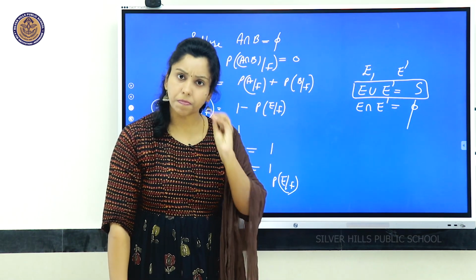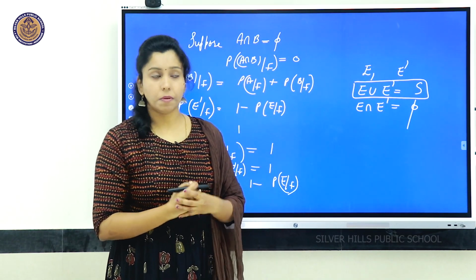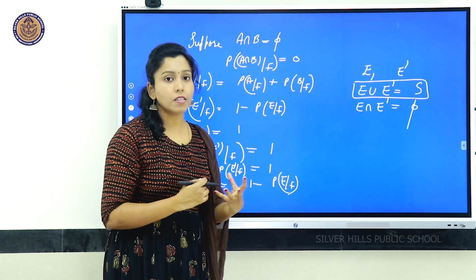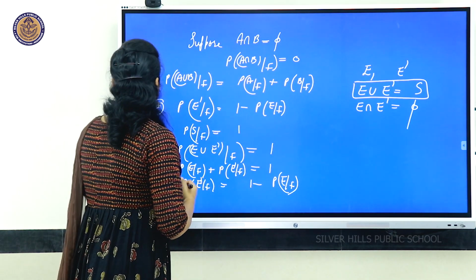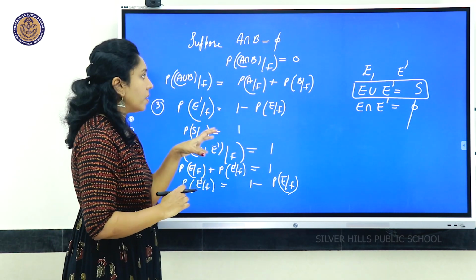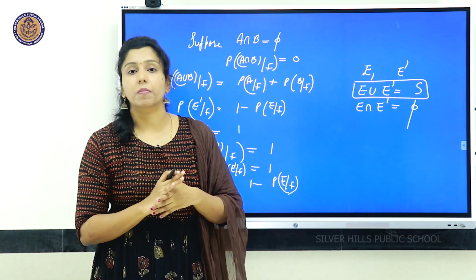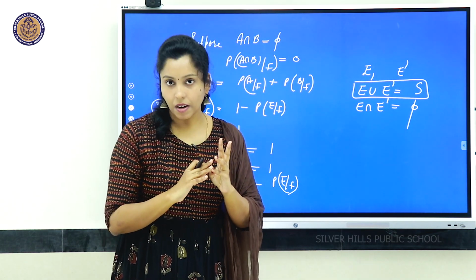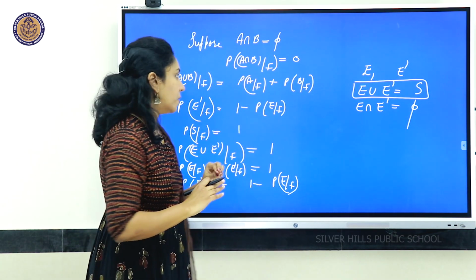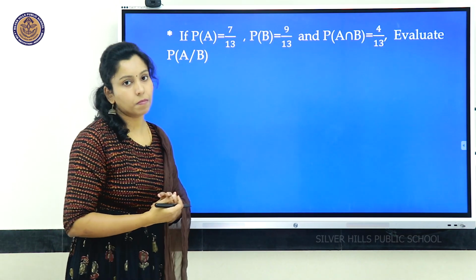These are three simple results which you can apply in problems. When problems come based on these results, you can use them. Okay. So, these are the properties based on conditional probability. So, the definition of conditional probability, the formula, and these simple properties, you keep in mind. Now, let us move to the problems.